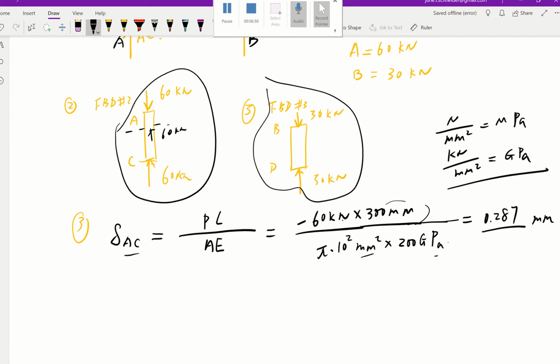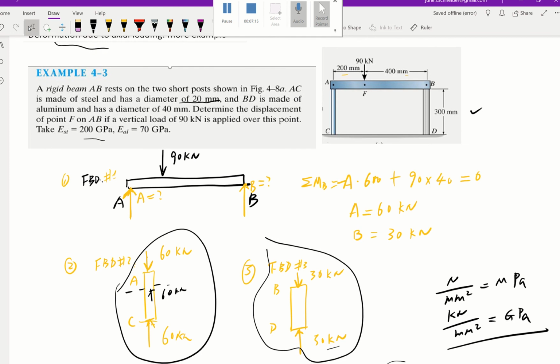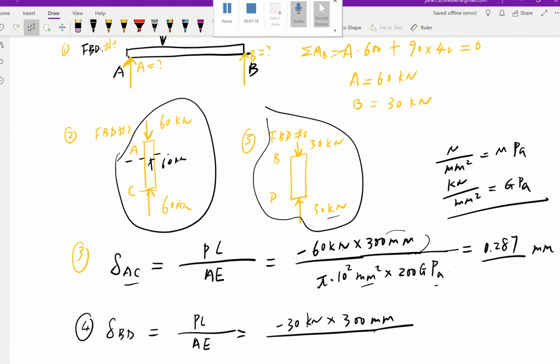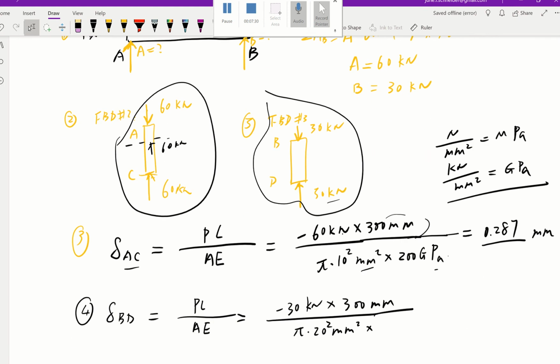Okay. Then we're going to do the same thing to figure out how much BD post is shortened. BD is going to be subject to shortening as well, but how much? It's going to be a different value, right? Why? Because they have a different internal loading. This is -30, and even though they have the same length, they have a different area because BD is diameter 40, so it's going to be pi r square. R is 20 millimeter square, and BD is made of aluminum and has 70 gigapascal.